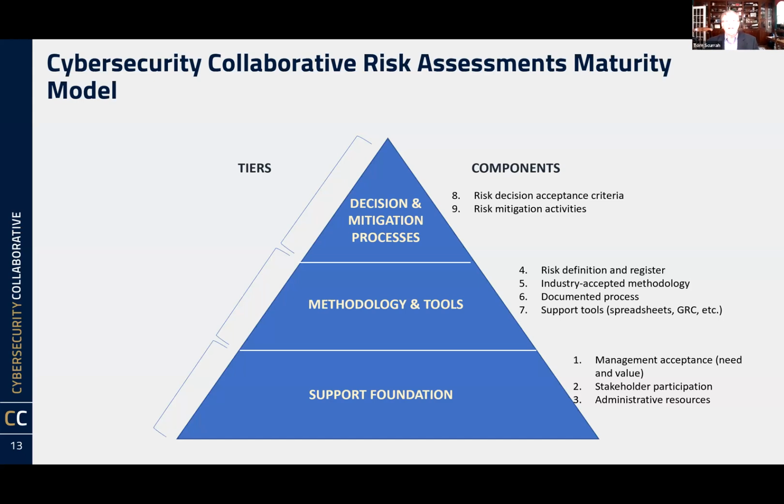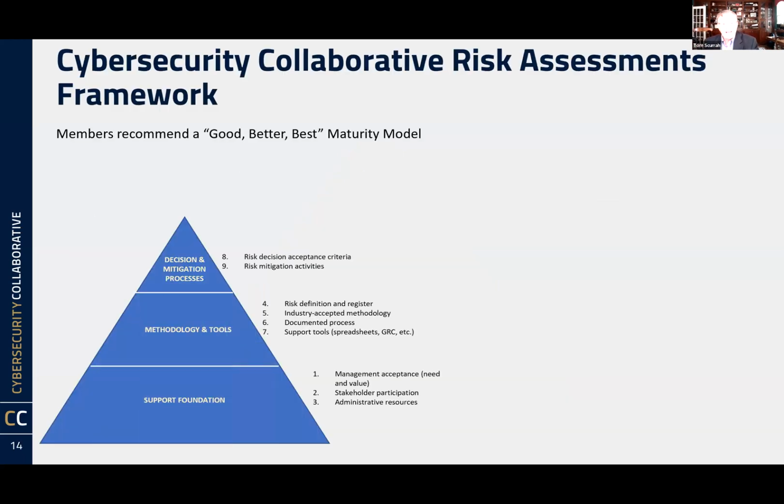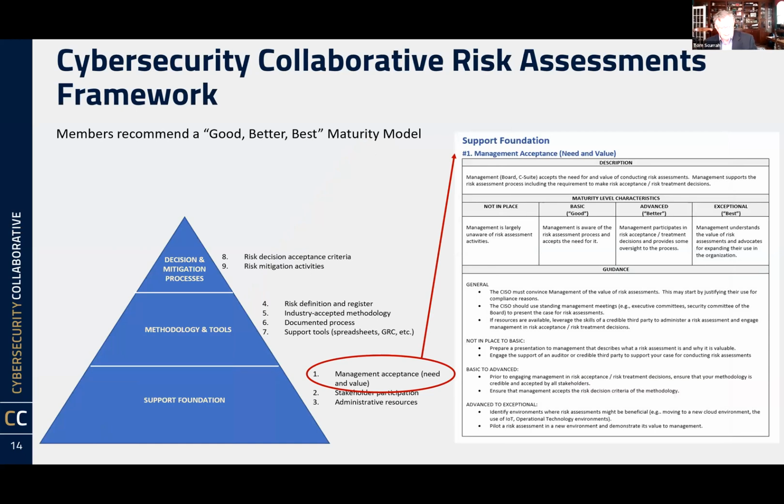But again, to get to that point, you really have to have a good support foundation and methodology and tools to do this. So in short, the effectiveness of the upper tier depends on the maturity of the components of the lower tiers. And what we've done is taken this model and, in our guidance document, which is available for members, we've taken each of these components and broken it down into a not-in-place, basic, advanced, exceptional, good, better, best model describing your maturity in these areas. And then we provided detailed guidance, general guidance, and if you're not in place, how to get from basic to advanced. And we do have a checklist that you can follow in the guidance document for members to help improve various aspects of your program.